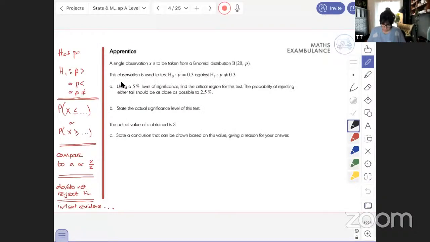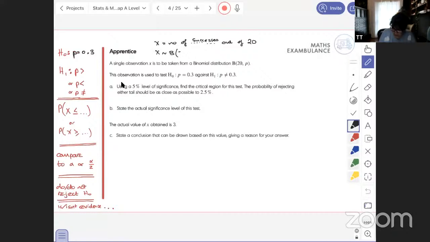Okay, right. This one is a bit more tricky because of the way it's been phrased. So let's see if we can apply our understanding to this situation. So they tell us H0 is P equals 0.3. So that means that we think the probability is 30%. X is the number of successes out of 20. X is distributed binomially and N is 20. And apparently we think P is 0.3.